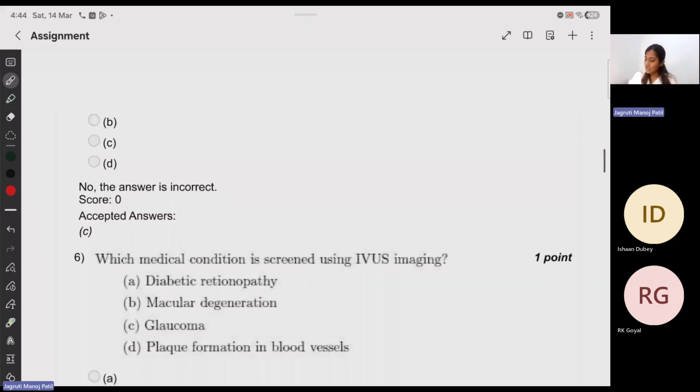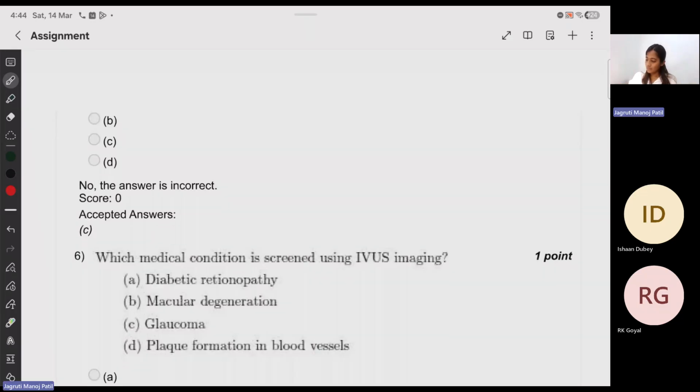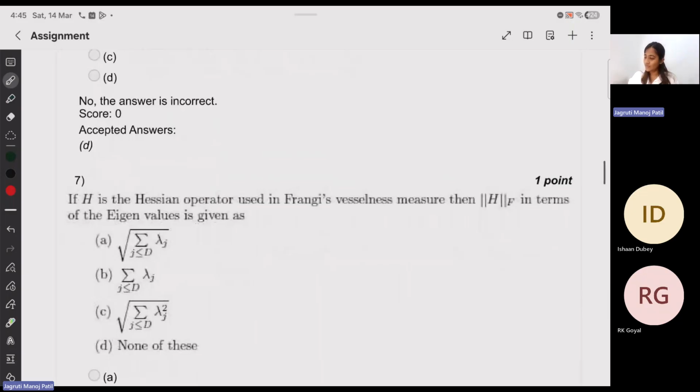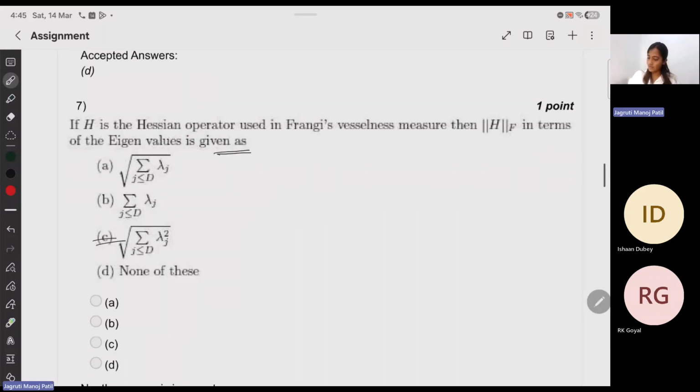Okay. Which condition is screened using IVIS imaging? We looked at an example for it just now. Plaque formation. Yes. Then this is something about the Hessian matrix that is used in the Vessel filter. Here they are asking that if H is the matrix operator used in this, measure the magnitude for it in terms of the values being given. We didn't look at it, but it's the last one, the vector. Exactly. Square root of the vector square.